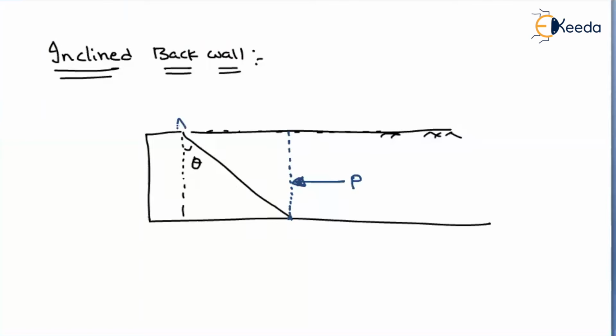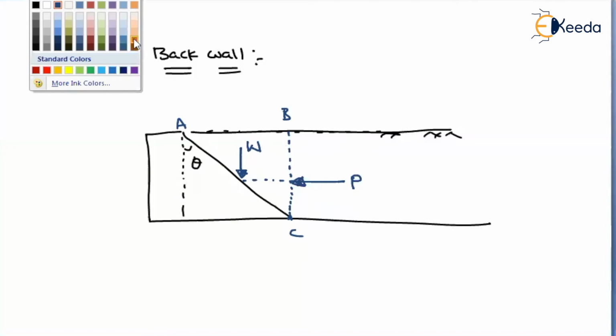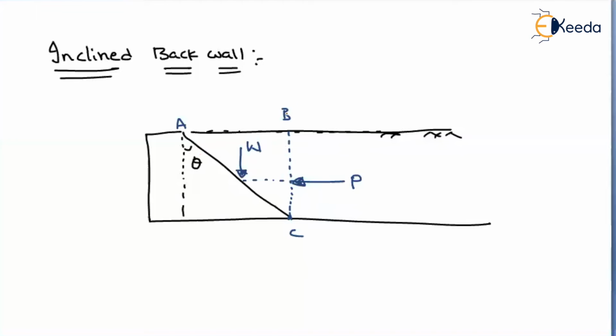And let us say this wedge portion is ABC. So we have considered only this part, then what about the part ABC? Here, we will consider the weight of the mass ABC. Let us consider the weight of the mass as W. Now observe, P is horizontal, W is vertical. Then what will be the resultant that will act on this surface? That will act somewhere like this. So this is nothing but the resultant of the weight and the earth pressure.